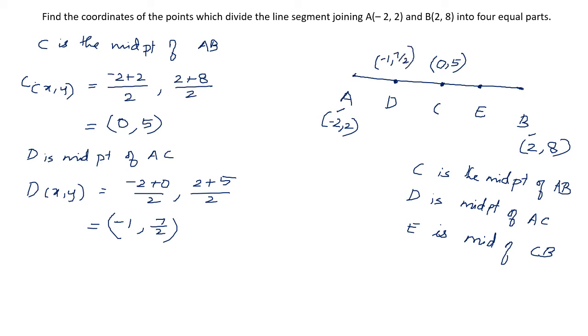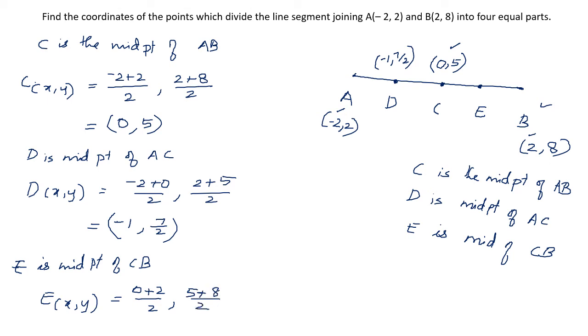Now we need to find E. What is E? E is midpoint of CB. So E(x, y) will be equal to, how will you get? C is one point, B is another point. (0 + 2)/2, comma, (5 + 8)/2. So what will you get? 1, comma 13 by 2. So this point is going to be (1, 13/2). You got all the 4 points. Isn't it easy?